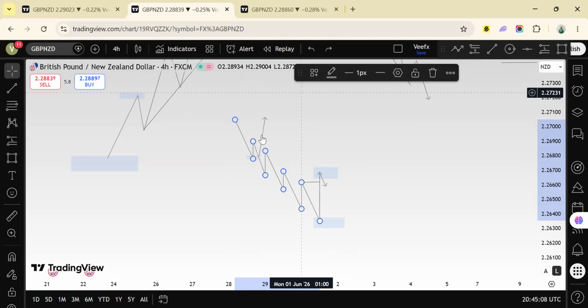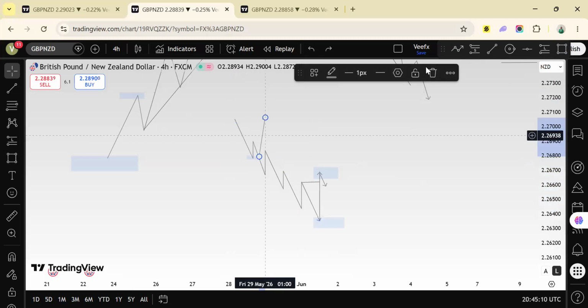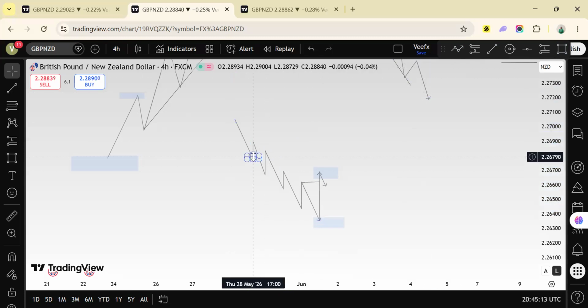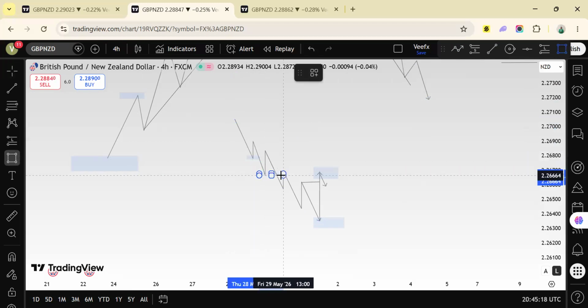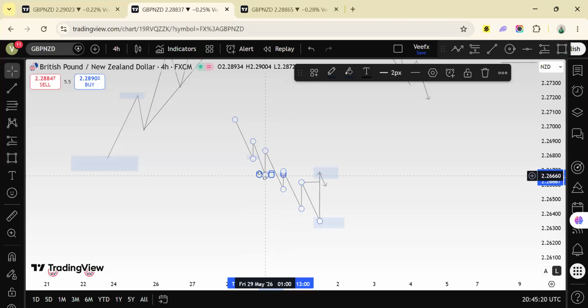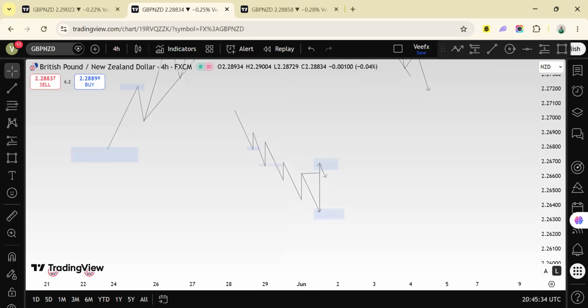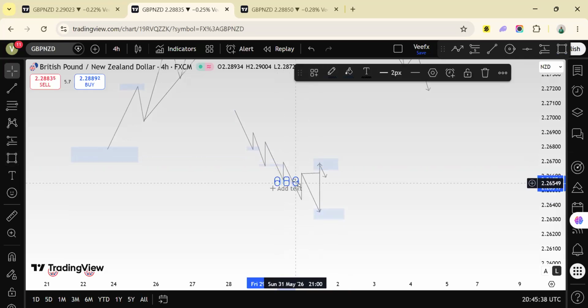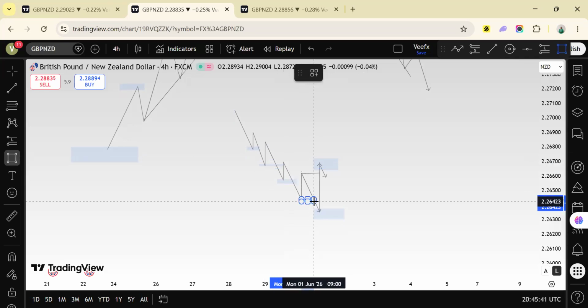Are you guys following me? So here you have your breaker block. Here too, you have your breaker block, because this zone was once an order block that was pushing price to the upside. But when price approached that area, it failed to respect and push price back to the upside, but instead it failed, right? So that's now a breaker block. This also is a breaker block because it broke. This also is a breaker block.